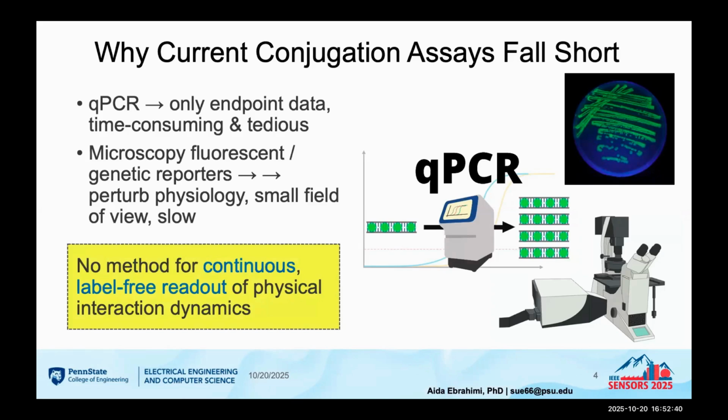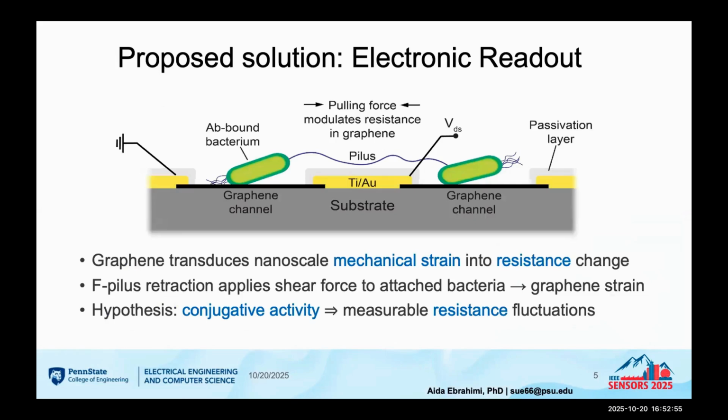To the best of our knowledge, at the time that we had this proposal and got the funding from NIH, there was no method that could do continuous, label-free, direct monitoring of the dynamics of this conjugation. So our proposed solution was to do an electronic readout. We use graphene chips to make a chip that can cover a large area, as we are all familiar with in the integrated sensor community.